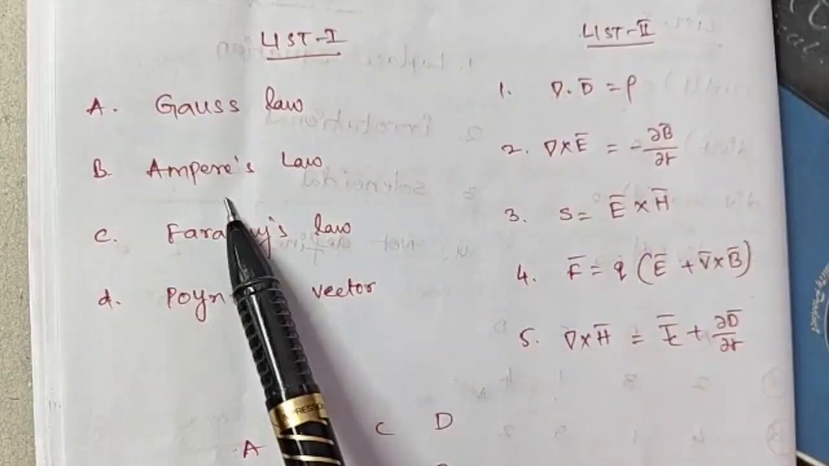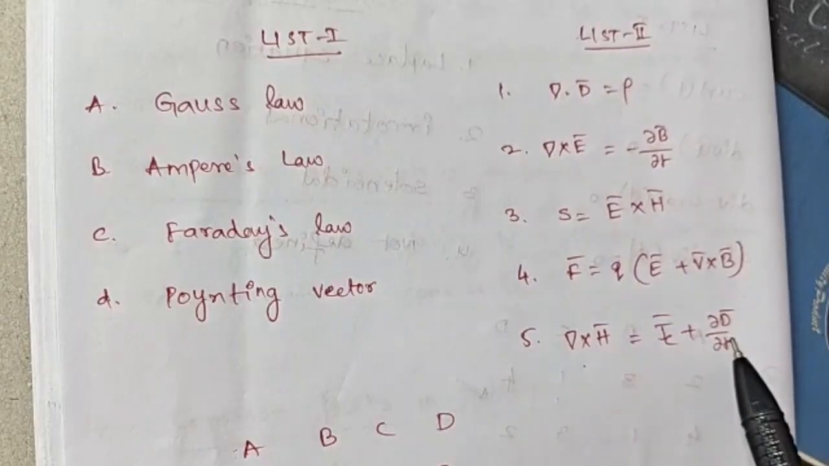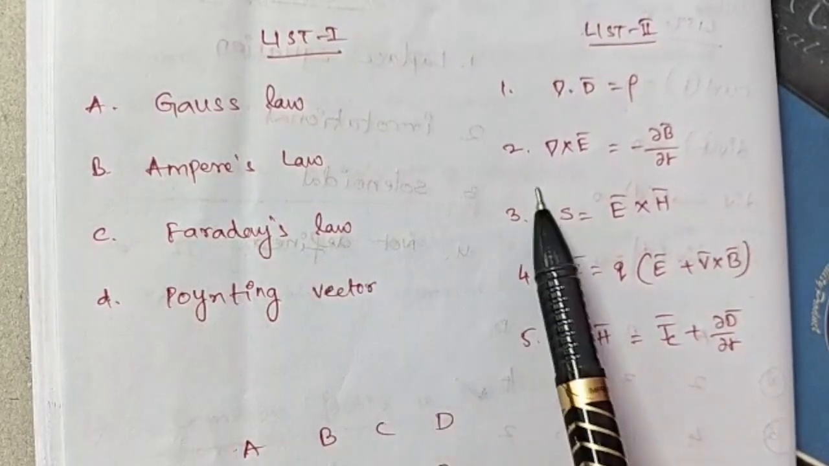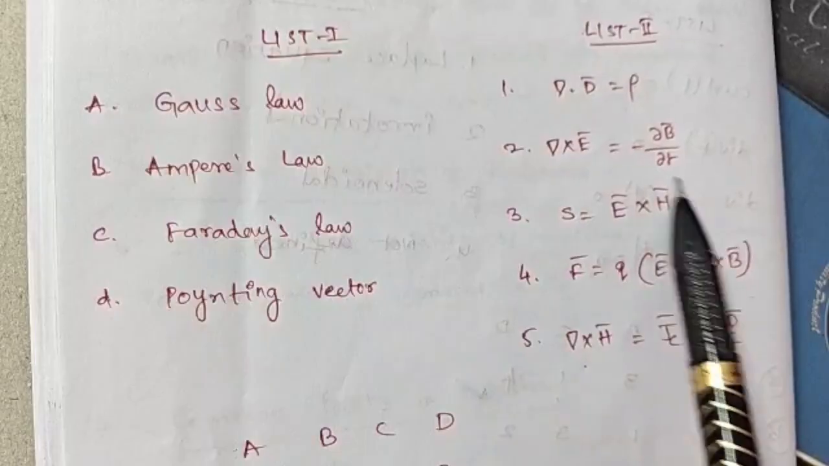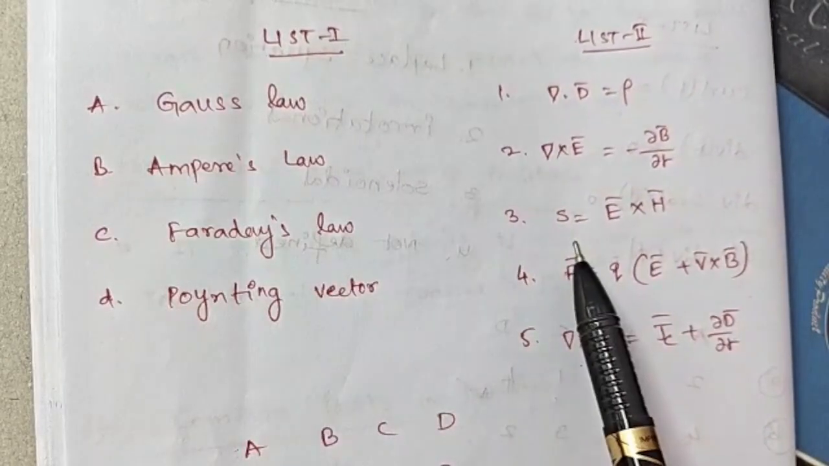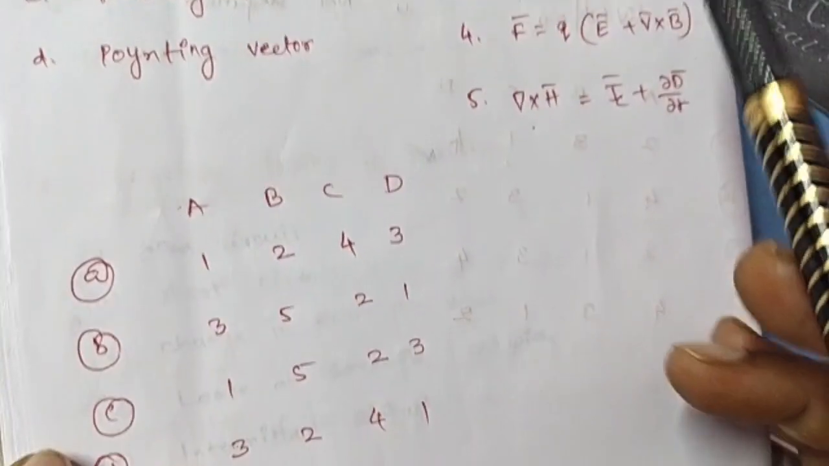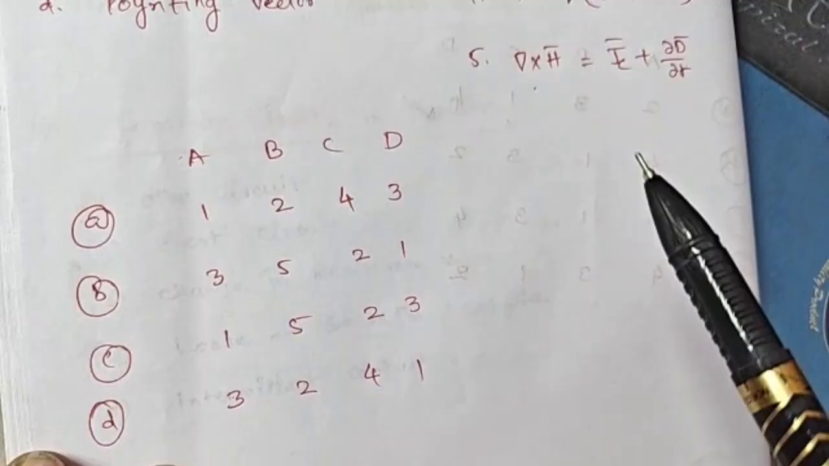Second is Ampere's law. For Ampere's law, the fifth option is correct: del cross H equal to Jc plus dou D by dou t. Faraday's law: del cross E equal to minus dou B by dou t. Poynting vector: vector power is equal to E cross H bar. Right? So which is the correct option now?